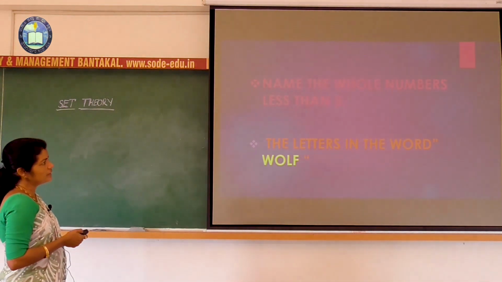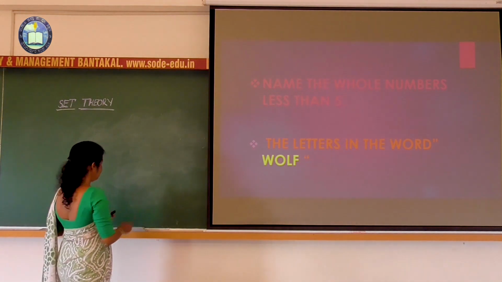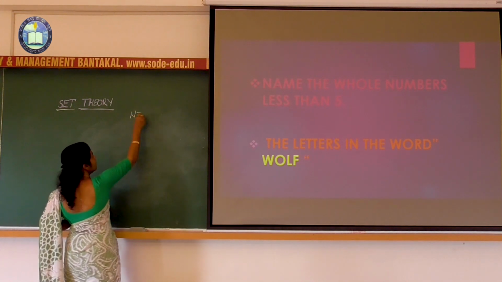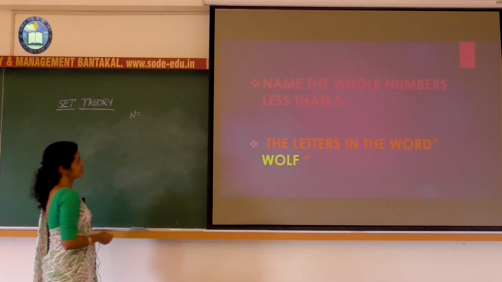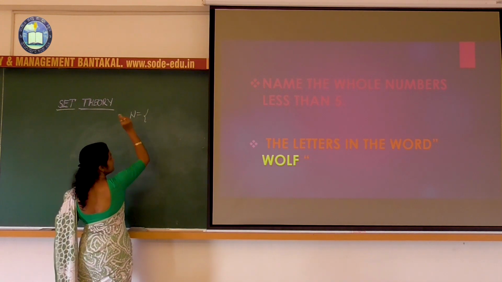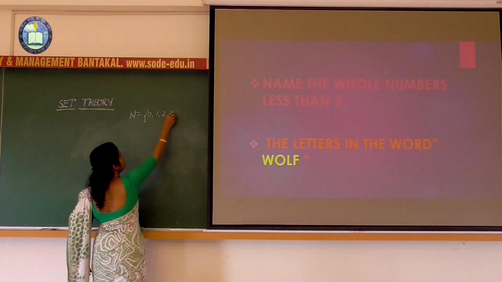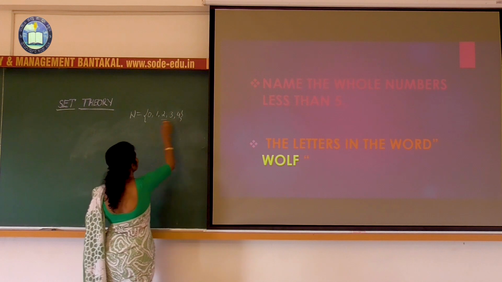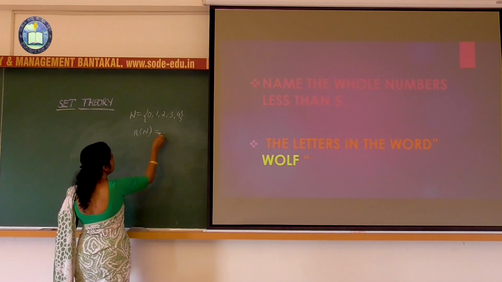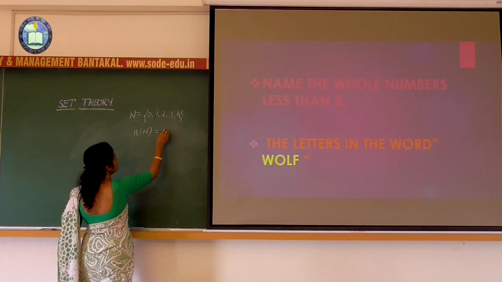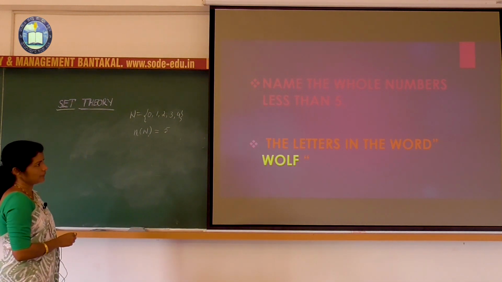Name the whole numbers less than 5. The set of whole numbers is denoted by W. We have to consider whole numbers less than 5, so the set includes 0, 1, 2, 3 and 4. So the cardinal number of W, n(W), is 5. The cardinality of W is 5.